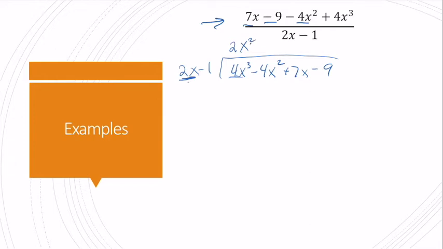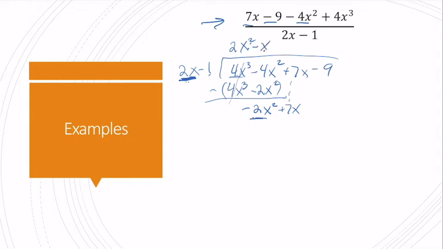2x squared times 2x gives me 4x cubed. 2x squared times negative 1 gives me a negative 2x squared. I go ahead and subtract this. My first terms cancel. Negative 4x squared minus a negative, so that's plus 2x squared, leaves me with negative 2x squared. I pull down my next term. What do I multiply 2x by to make it look like negative 2x squared? The answer is going to be negative x.